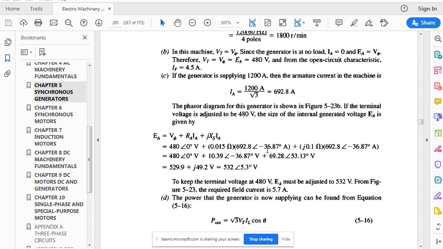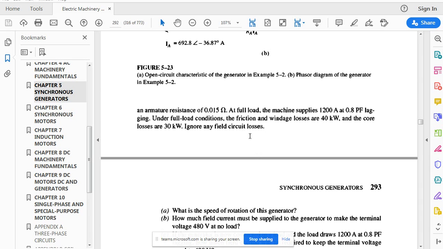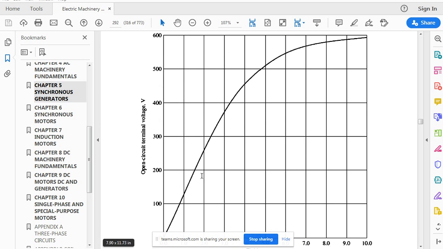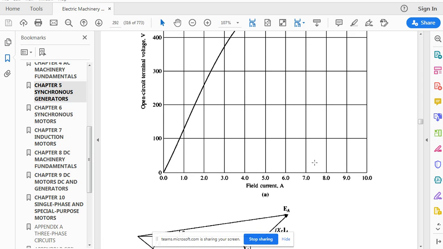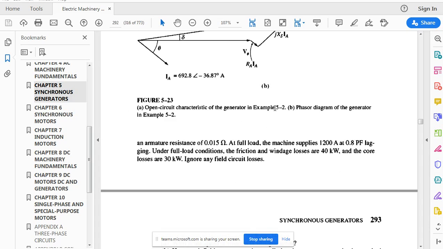So this is the lagging current over here. This is why you are having minus 36.87 over there, because this was actually supplied in the question statement. And I hope everyone has an idea how to actually use this open circuit table, that based on your field current you can find what open circuit terminal voltage to use.